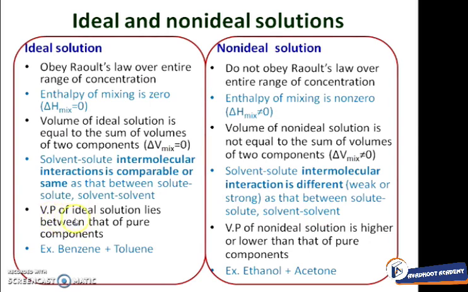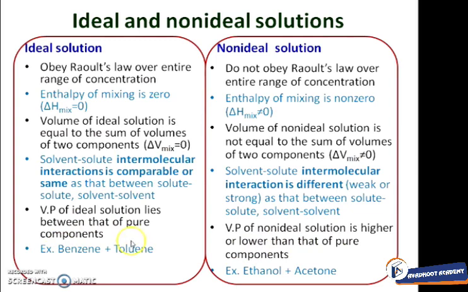Now the fourth difference: the vapor pressure of an ideal solution lies between that of the pure components, that is solvent and solute. This point I already explained earlier at the time of explaining Raoult's law. And in the case of a non-ideal solution, the vapor pressure may be higher or lower than that of the pure components, that is solute and solvent.